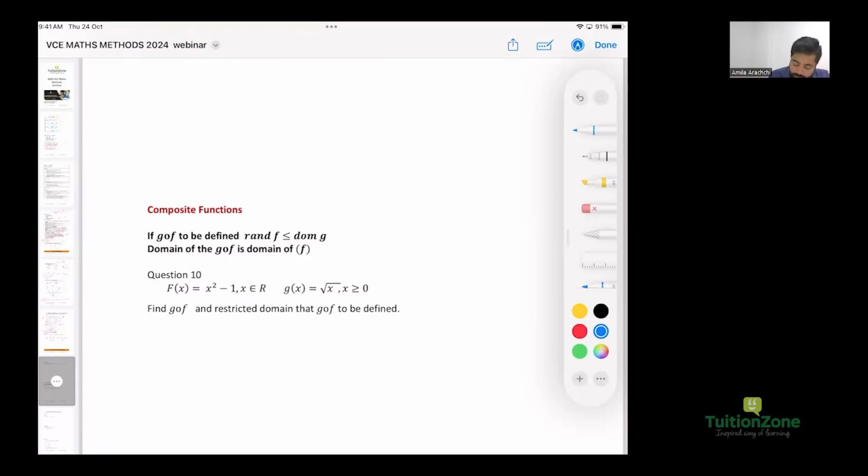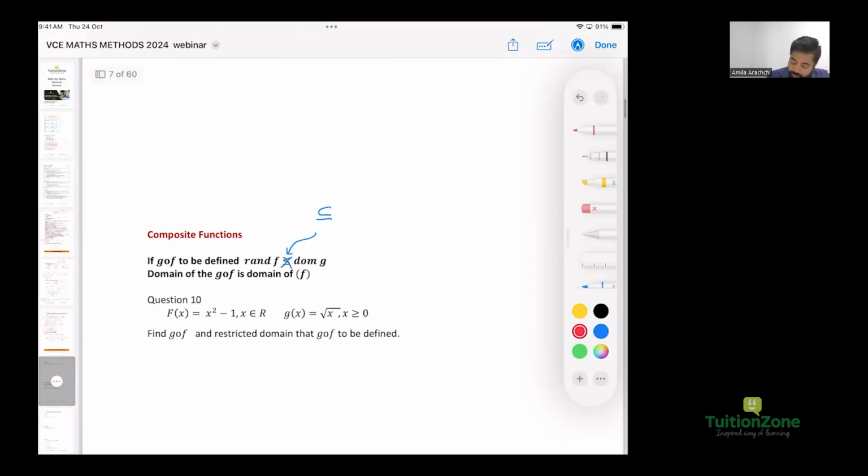So this symbol is different actually. This has to be subset or equal to, not this one. Just cut that off, it's a typo. So what's the technique? If it is g dot f, we talk about the range of f being a subset or equal to the domain of g. So it always works as a cross. If this is true, then you can say g dot f can be defined.